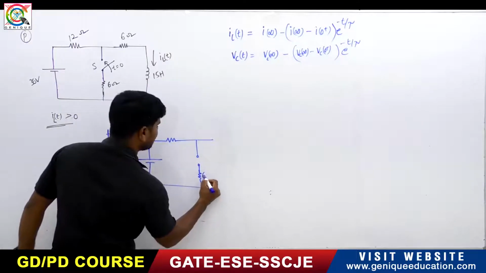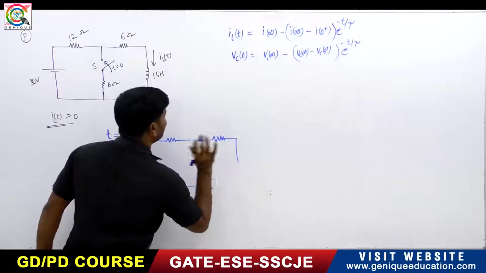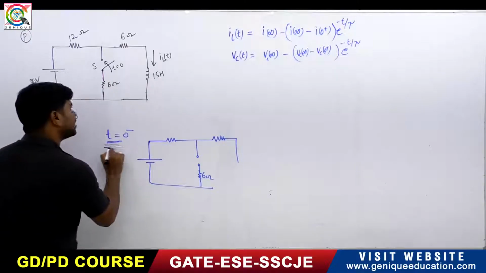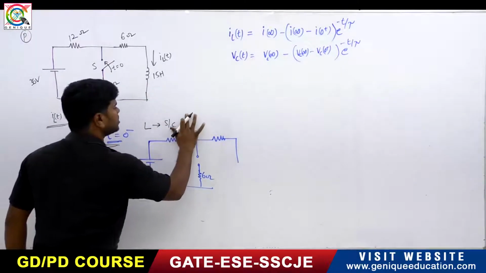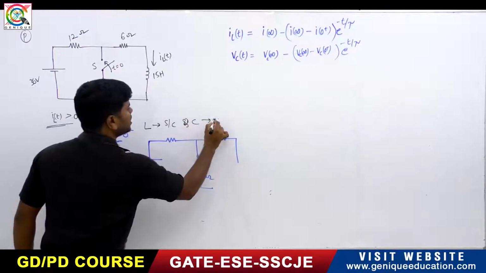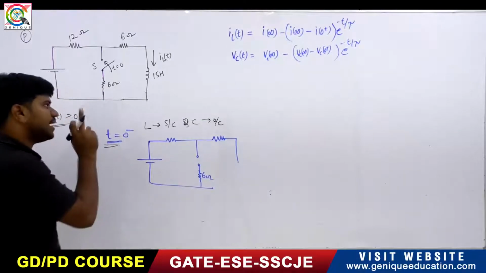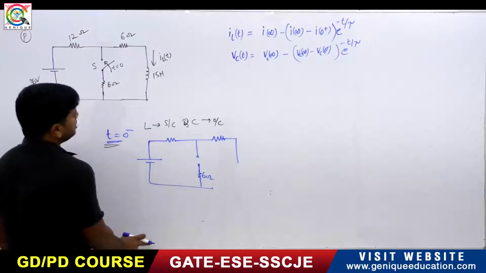It is 6 ohms connected right here, 6 ohms. And if it is in steady state, what happens? The inductor will be short circuited, and the capacitor is open circuited. Okay, in the steady state, the inductor is short circuited, capacitor is open circuited, right? So this is like this.